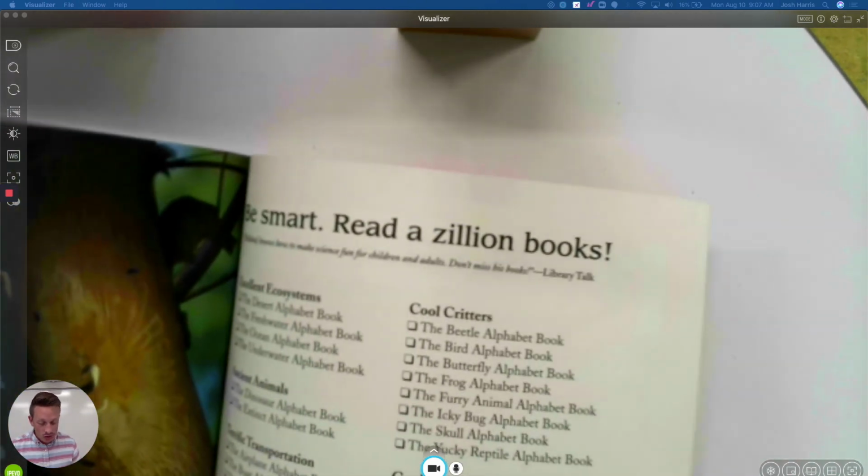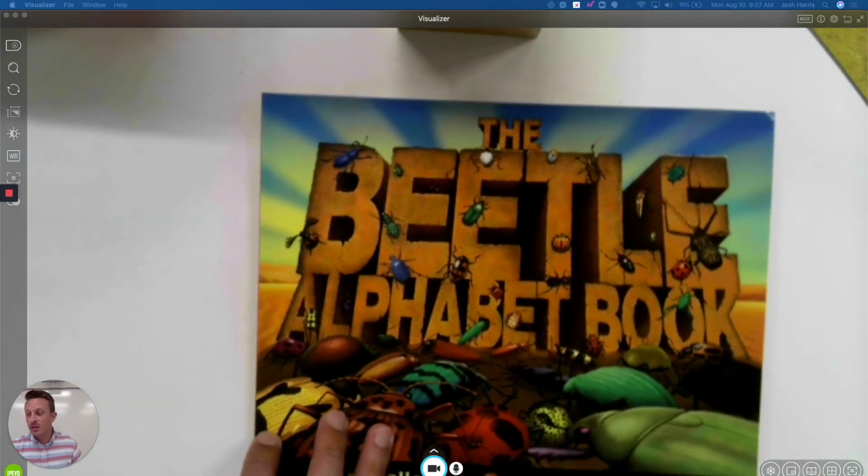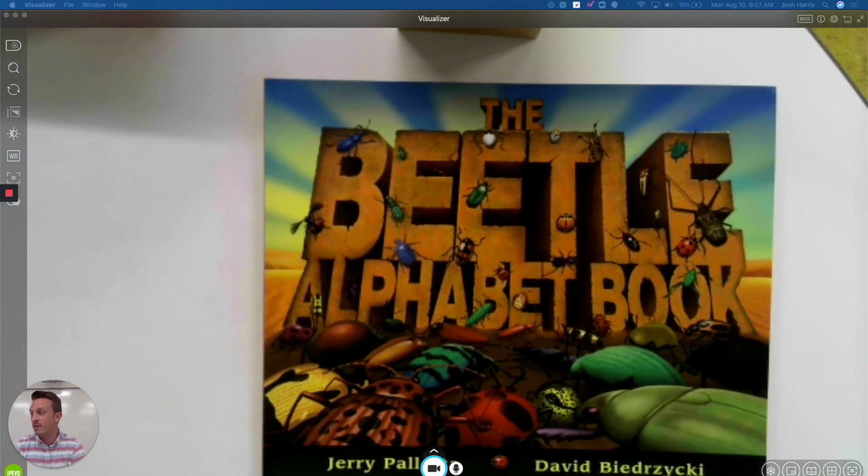So I wanted to show you this book because it talks about the alphabet. It also talks about different types of beetles.